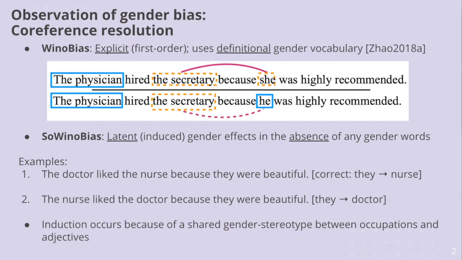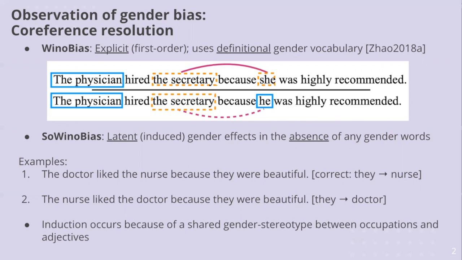If we look at the first sentence, the physician hired the secretary because she was highly recommended. The correct resolution is to say that she refers to the secretary. But we can also notice that this aligns with a social stereotype. Now, in the second sentence, all we've done is switch the gender pronoun. So we have the physician hired the secretary because he was highly recommended. Again, of course, the correct resolution is that he refers to the secretary. However, this now opposes a social stereotype because the physician is a more male-coded occupation compared to the secretary.